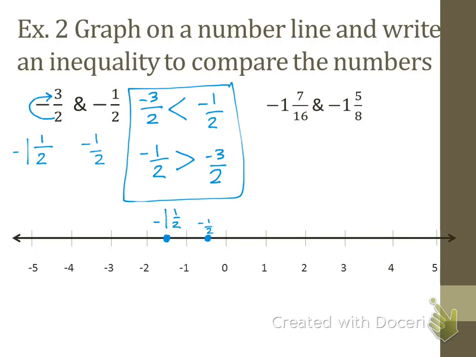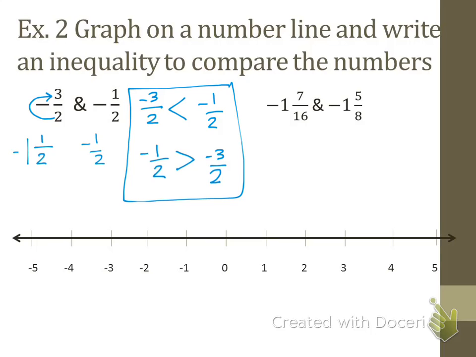Now remember this, whenever we're dealing with negative numbers, the bigger the number is, the smaller it actually is. Okay? A negative number, the bigger it is, the smaller the value it actually has. Okay? Alright, the next time, okay, when I have these numbers, I need to compare them.